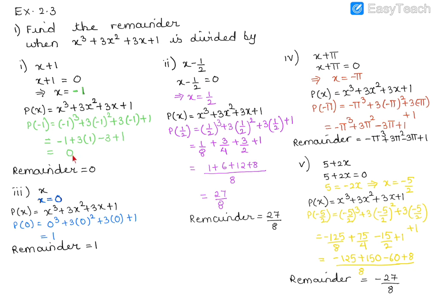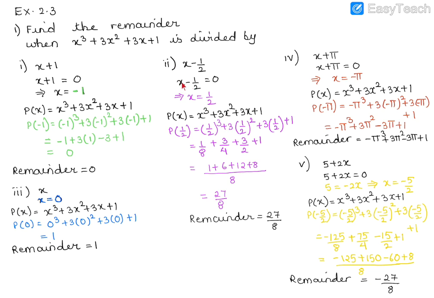So please remember, this is a very important point, that if you are getting the remainder as 0, that means px is completely divisible by x plus 1. And this value of x that you get over here is known as the 0 of the polynomial. The 0 of the polynomial is a value which, when substituted in the expression, gives you 0 as the answer.